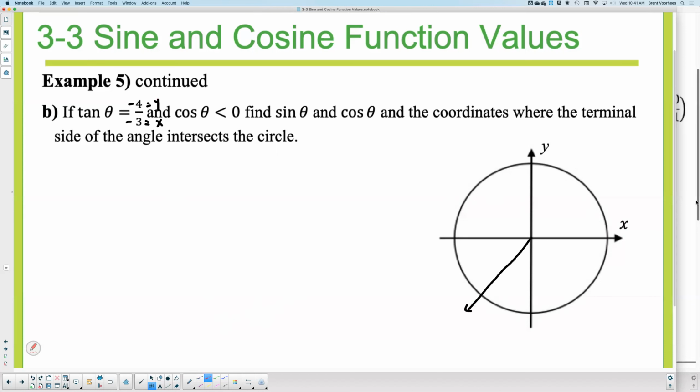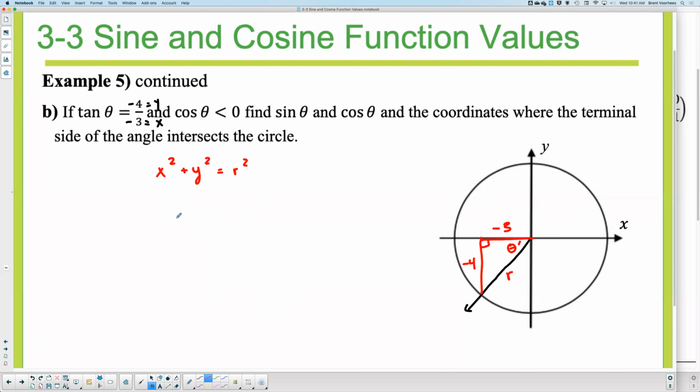So I want you quickly just to draw a point through here. You do it like that. Draw yourself a little triangle. That helps you. This would be your reference angle. Our x is negative 3. Our y is negative 4. How can I find my r? Perfect. It is a perfect triangle, right? So it'll be a 3, 4, 5.